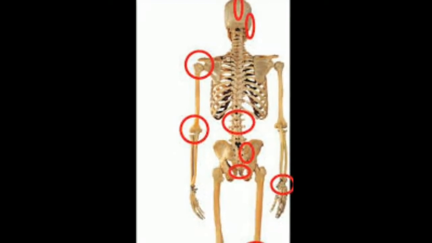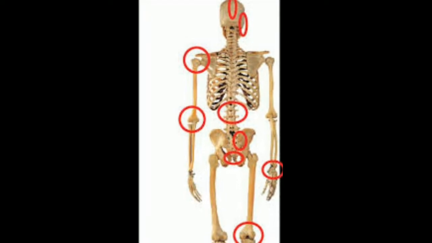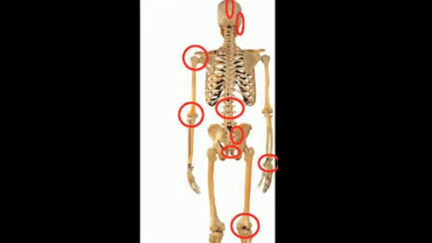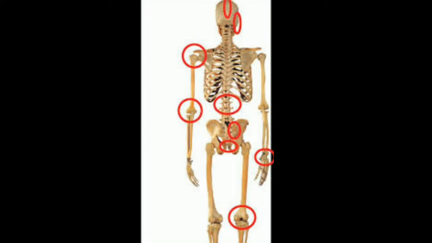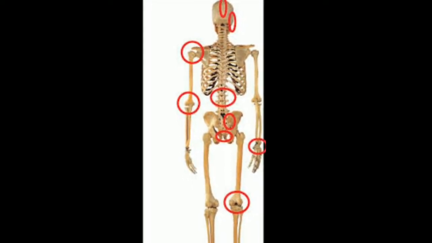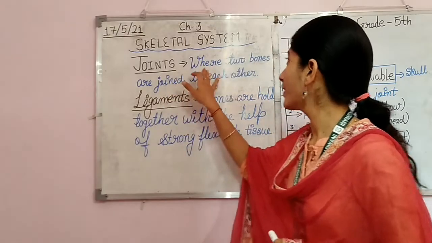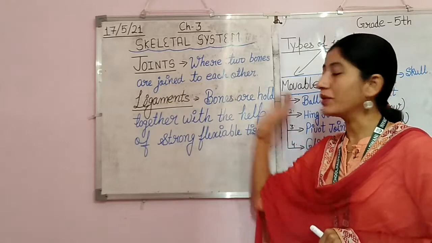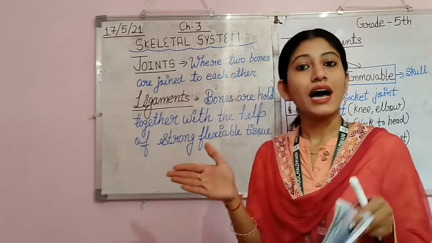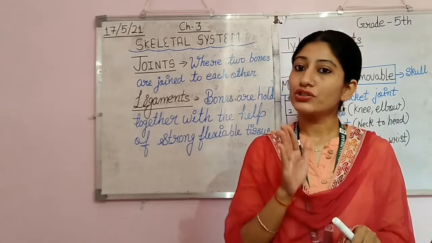Now students, here you can see that some special portion is marked with a red circle. This special portion is actually called joints. These are all joints which help the bones in joining with each other. Okay, so what I have written: where two bones are joined to each other, that point is called a joint.